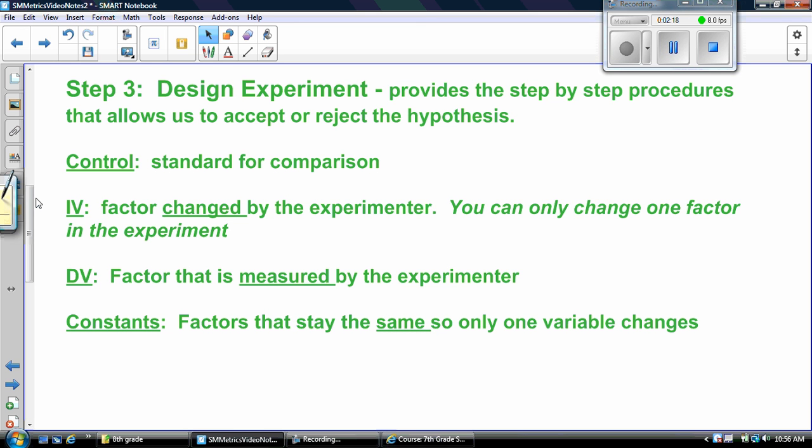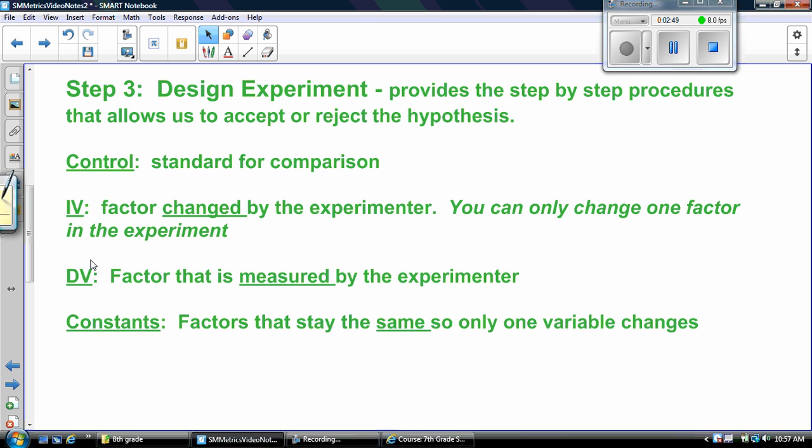In your experiment, you have to identify your variables. Remember, the control is a standard for comparison. The independent variable is the factor that is changed by the experimenter. Remember, you only change one factor in an experiment. If you change more than one, we have no idea which factor had the effect. So we can't answer our question. So you can only change one independent variable. And that's usually what determines whether an experiment is valid or not.